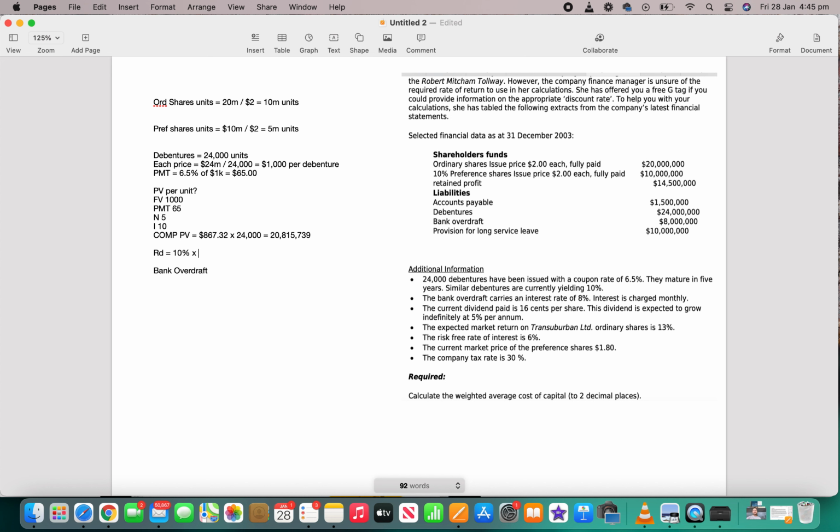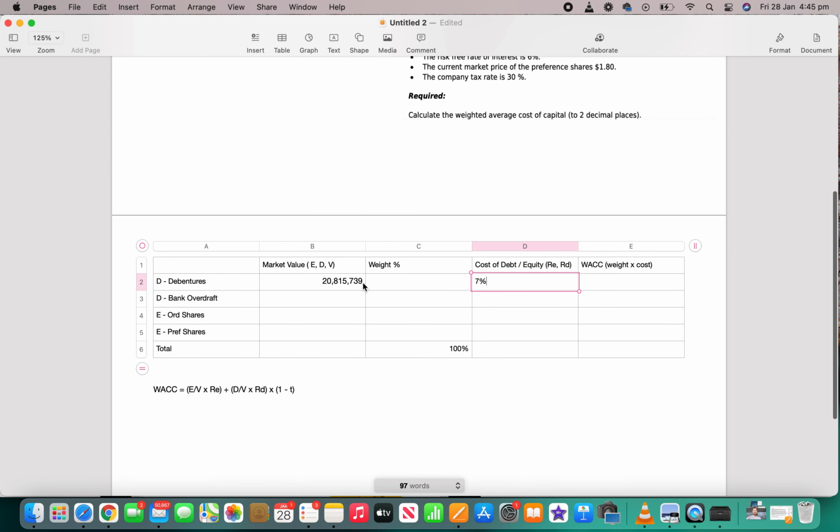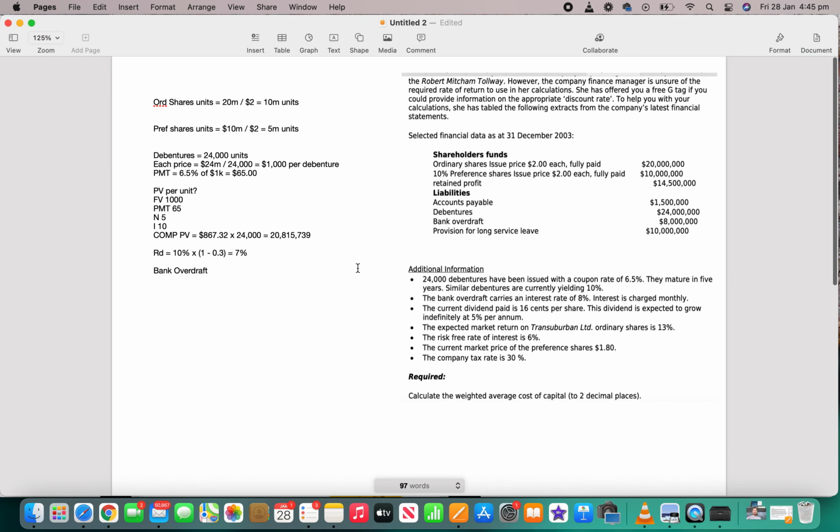times 1 minus 0.3, which equals, then we've got 7% here. So that's our cost of capital for our debt, 7%. Okay, so that's our debentures done. Now, we've just dealt with the first line. Then let's go to the second line.